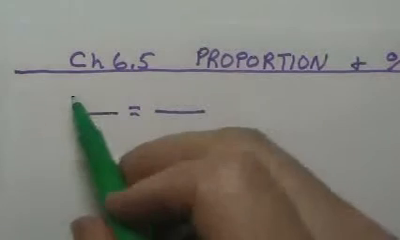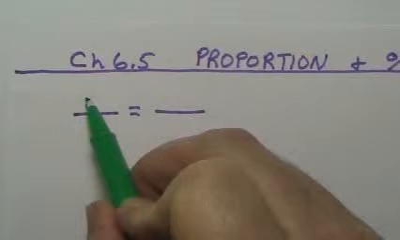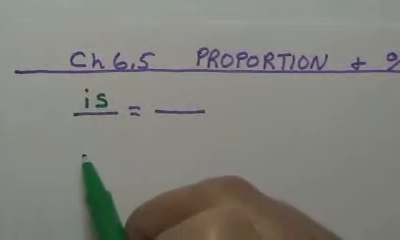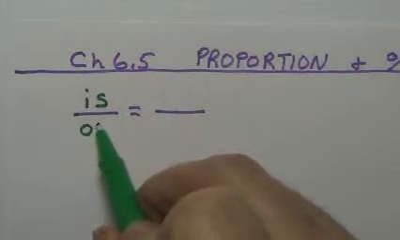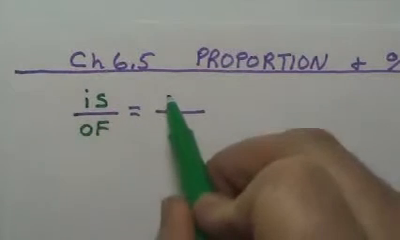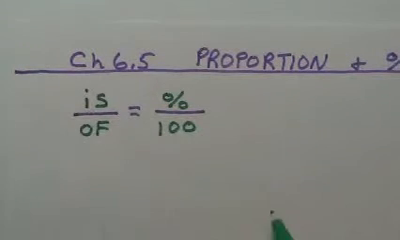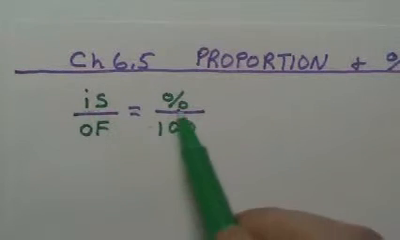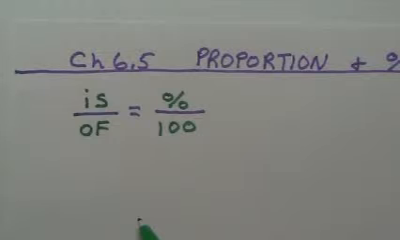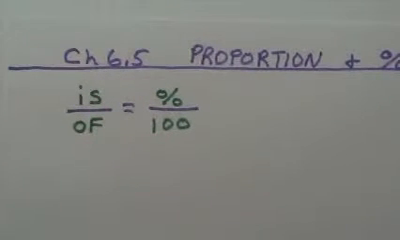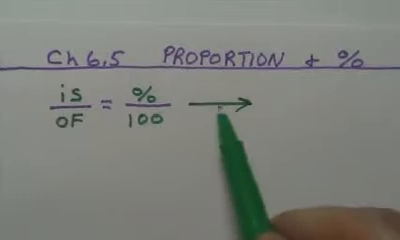But with all of them, you're going to have to remember this. When you see these words, "is," please put it is right there, "of," and this one is percent, and this one is 100. You need to keep this in mind. Is, of, percent, 100. This is a proportion. Let's draw a little arrow here.